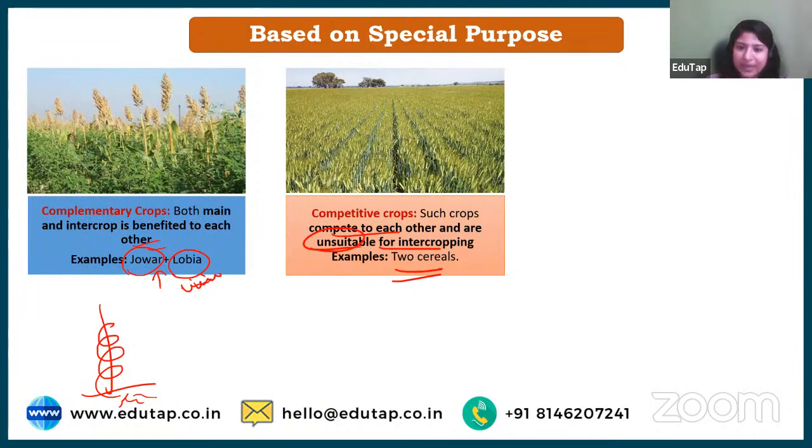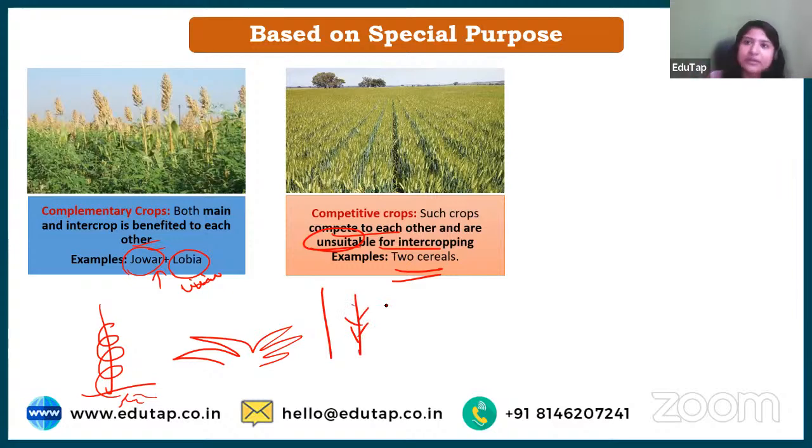They will also compete for space, because both have the tendency to grow vertically. Usually leguminous crops grow horizontally, spreading across the field, while cereal crops have the tendency to grow vertically. So they will fight for all the resources, and such crops are known as competitive crops. Similarly, if you sow two legumes in the same field, both will fight for space because they move horizontally, and they will have the same nutrient need. That is why two same family crops should not be grown together. These are known as competitive crops.